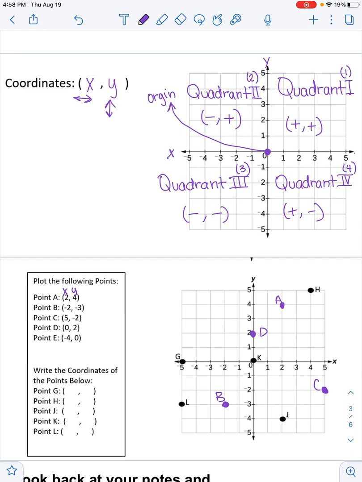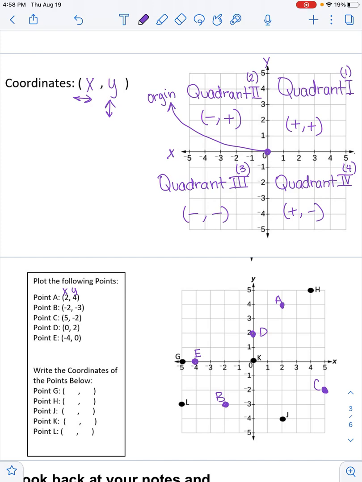And lastly, I have point E at -4, 0. So I'm going to go over to the -4, and then I'm not going to go up or down. So it's going to be right on the x-axis. And that's going to be point E.